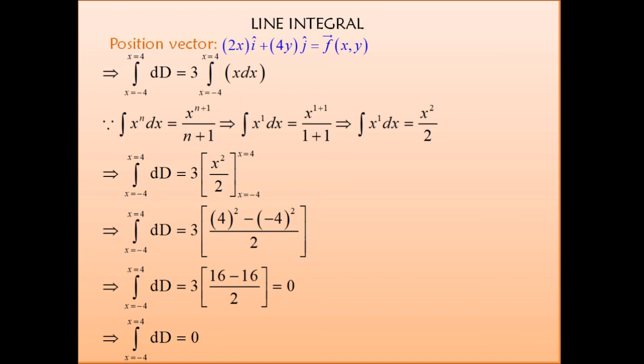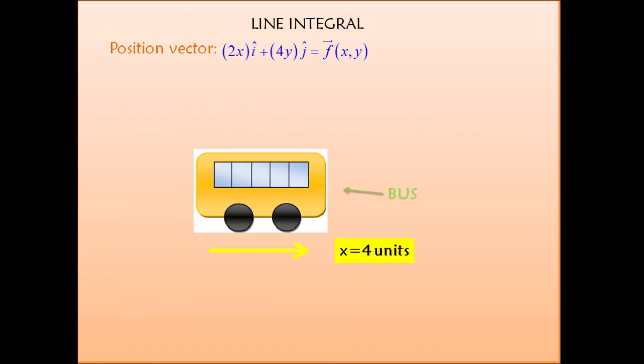So what does it mean that the integral is coming out to be 0? This means that this bus must have traveled a distance of 4 units in the forward direction and it must have come back in the same direction with the same units. That means that the integral of the distance is 0.